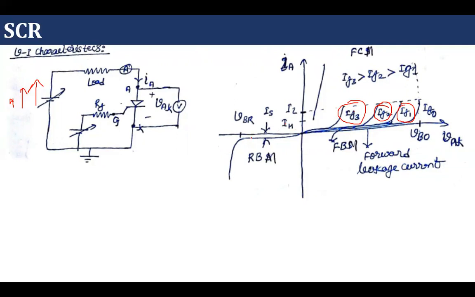Reverse bias characteristic is exactly the same as what we have seen in the diode, and obviously there will be a change in the circuit diagram. At the place of this voltage, we are going to apply the voltage in this manner.